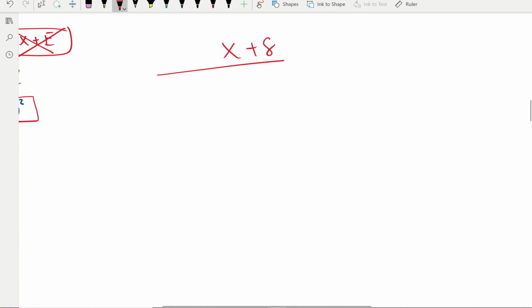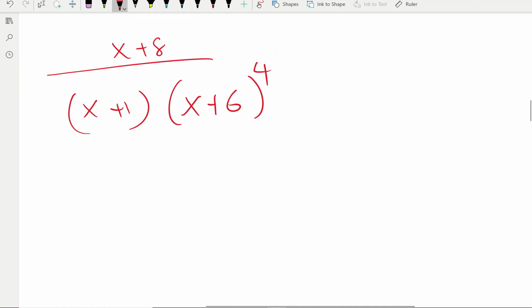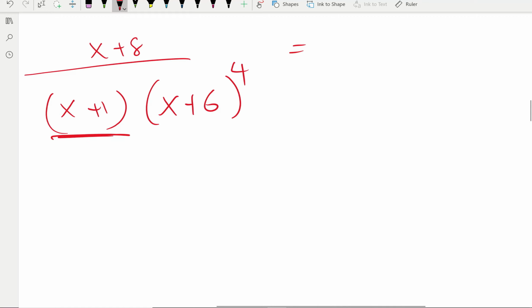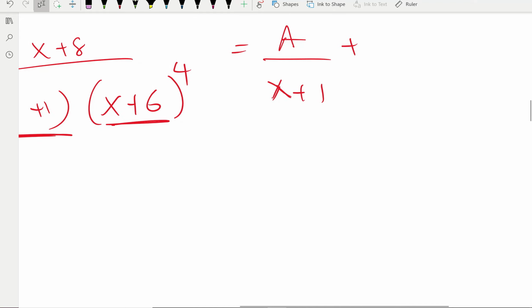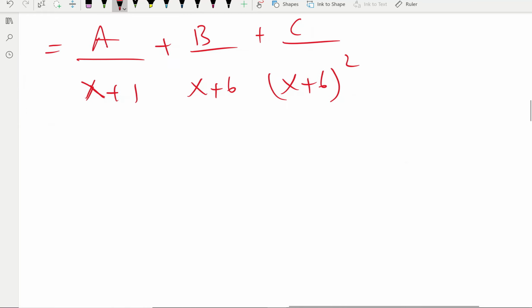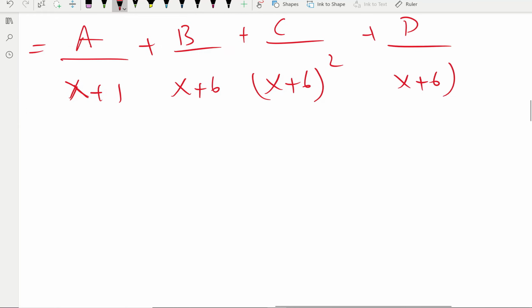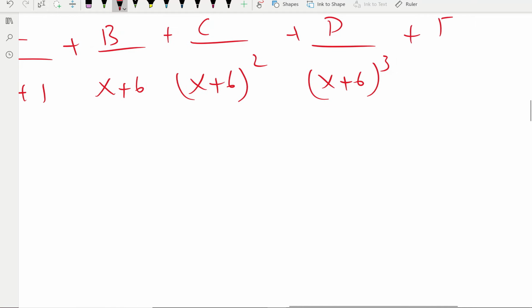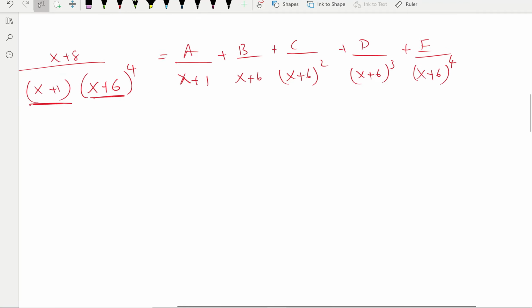Say, 1 over (x plus 1) times (x plus 6) to the power 4. How do you write the decomposition? x plus 1 is a distinct linear factor, distinct from x plus 6, so A over x plus 1. And (x plus 6) to the 4 is B over x plus 6, count up to 4: 1, 2, 3, 4. C over (x plus 6) square, D over (x plus 6) cube, and E over (x plus 6) to the 4. Each power is represented. So this is the decomposition. I know it's slow.